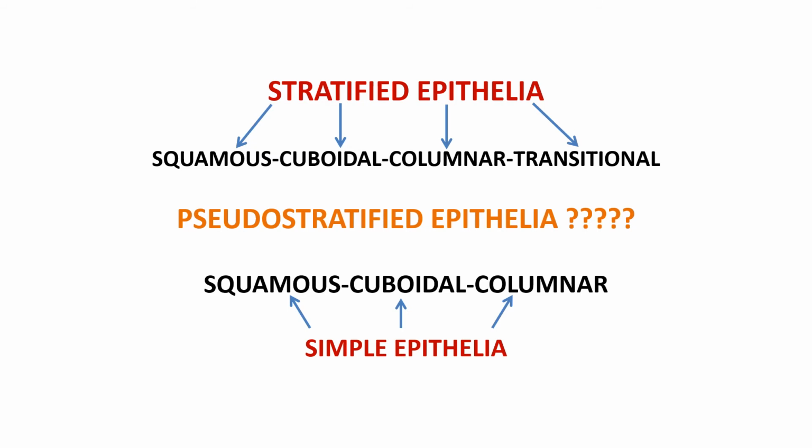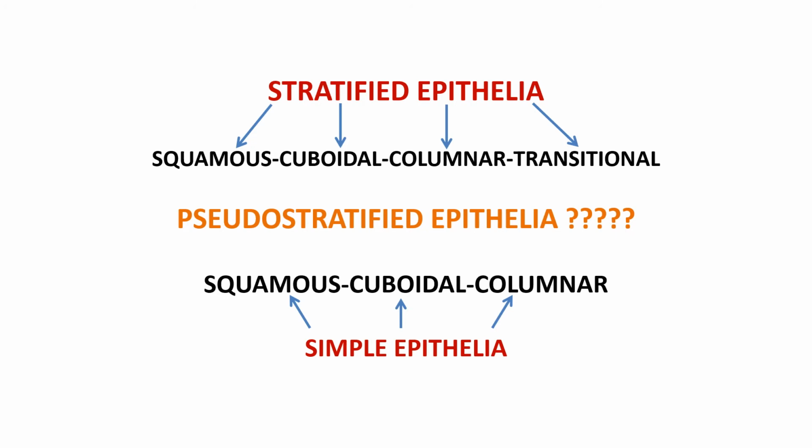So, based on the shape of the surface cells, they are classified into stratified squamous, stratified cuboidal, stratified columnar, and transitional epithelium. So, among these, the stratified squamous and transitional are important.